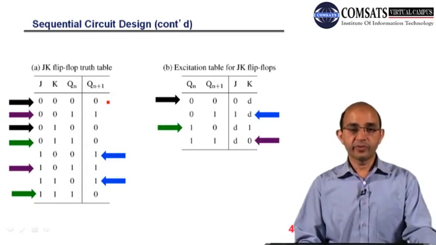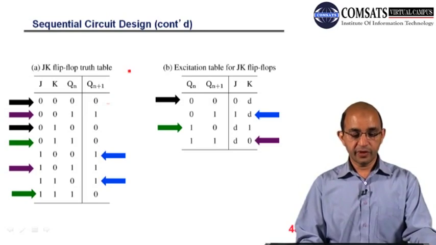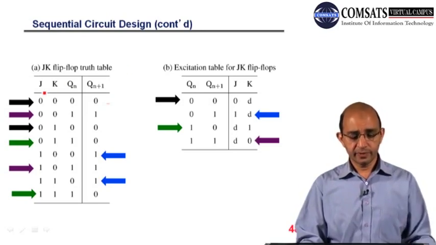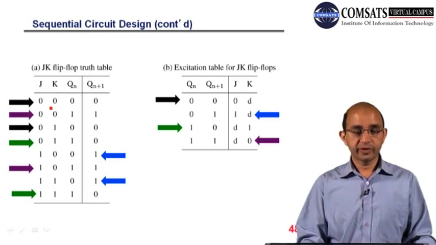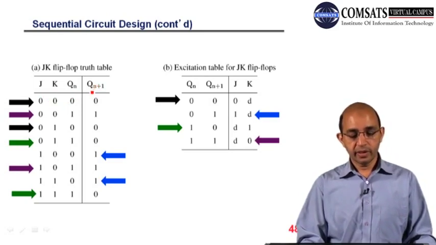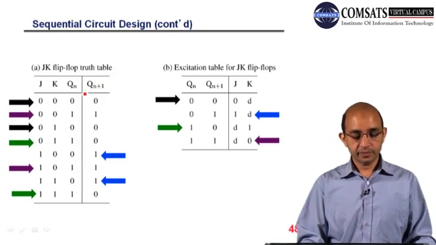So here we have a JK flip-flop, and we have the truth table. You can see that we have all possible combinations for J and K because we have two inputs, J and K. So we have 4 different combinations, and this Qn is mentioning the present state or current state, and this Qn plus 1 is indicating the next state, or sometimes in literature you will see Qt and Qt plus 1. So Qt is the current state or present state, and Qt plus 1 is indicating the next state.